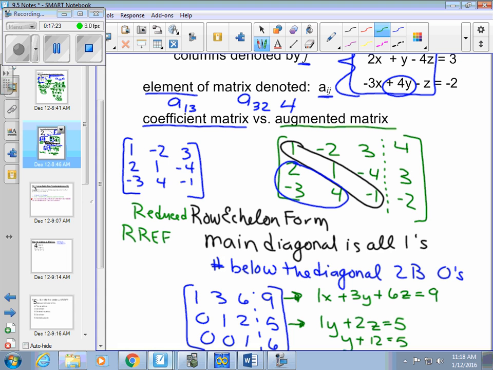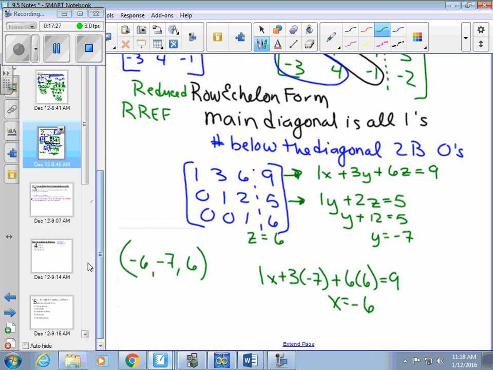Justin? I plugged in my z. Right, so z down here told me that z was 6. So now I go back and I substitute. I work up my rows then. My z was 6, so now I'm going to plug the 6 in for my z here, and that's where that came from. Get my y and go up to the top equation and plug things back in.